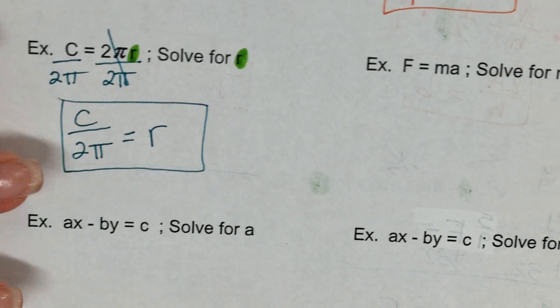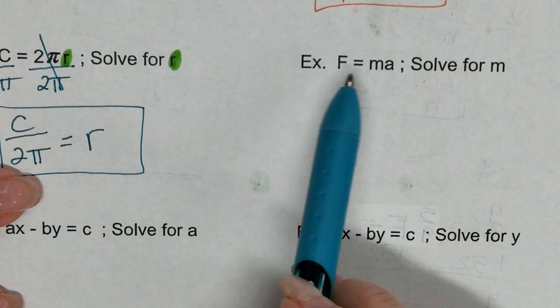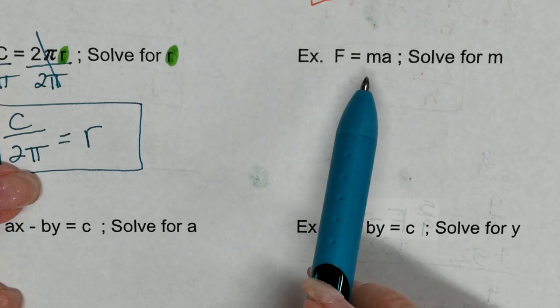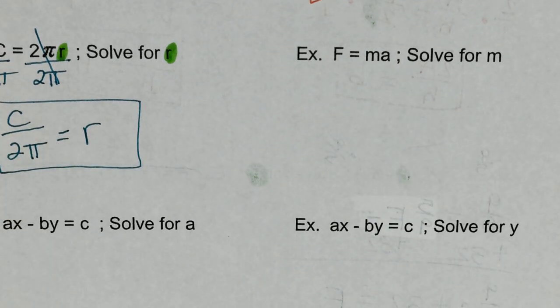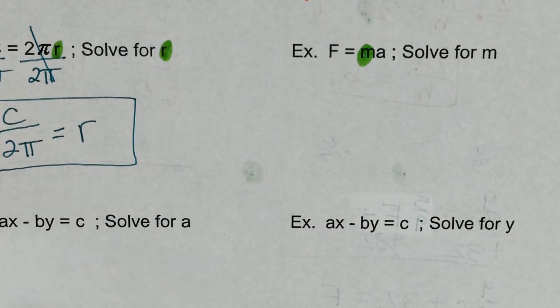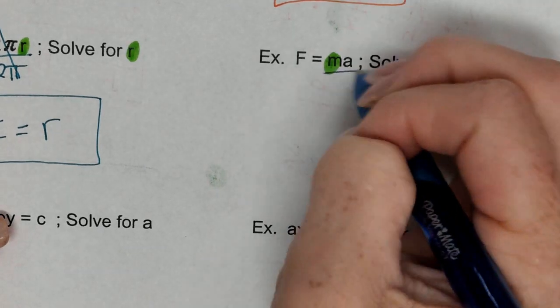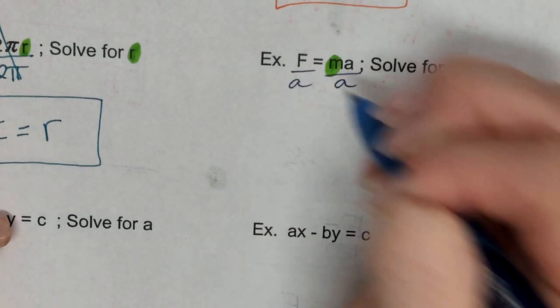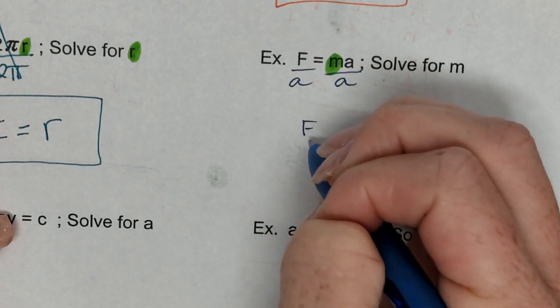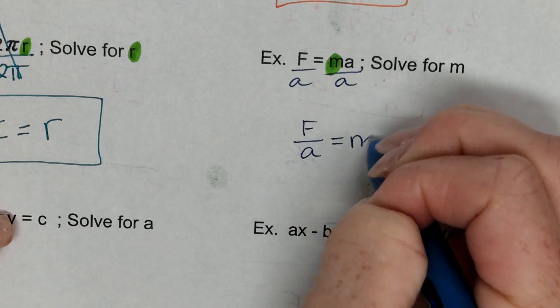And I'm going to be honest, I don't know what this formula is for. Does anybody in here? I don't either. But it's for something. But we're going to solve for m. M is being multiplied by a, so to get rid of a, what am I going to do? Divide by a. Whatever I do to the right, I have to do to the left. So F divided by a equals m.